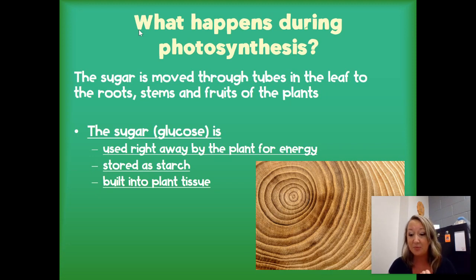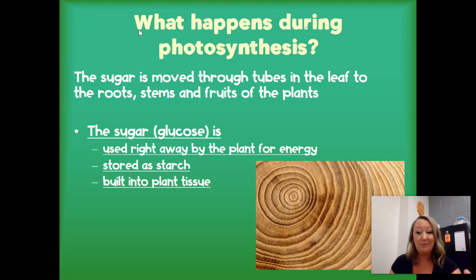Some of it is used right away by the plant for energy, right? Just like when we eat because we need energy, right? You might eat before you work out or when your stomach growls, right? Sugar is needed for plants and animals to go through cellular respiration. And so some of it's used right away for energy for the plant. Some of it gets stored as a starch in the plant. And we see this in stems and leaves, helps the plant grow, right? And some of it gets built into other plant tissues.